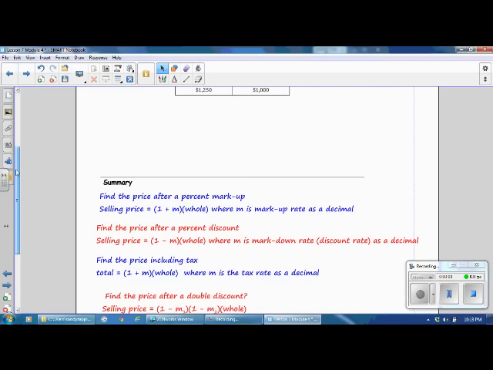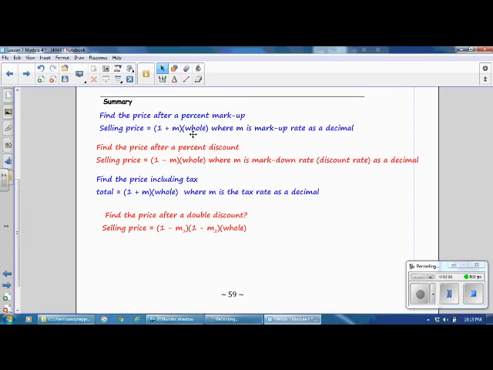In this lesson, you have learned to find the price after a percent markup: the selling price is equal to the quantity 1 plus m times whole, where m is the markup rate as a decimal. To find the price after a percent discount, the selling price is the quantity 1 minus m times whole, where m is the markdown rate, which is also called the discount rate, as a decimal. Find the price including tax. So the total is equal to the quantity 1 plus m times whole, where m is the tax rate as a decimal.